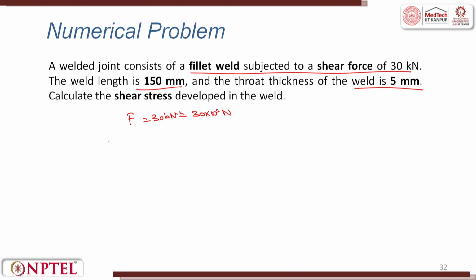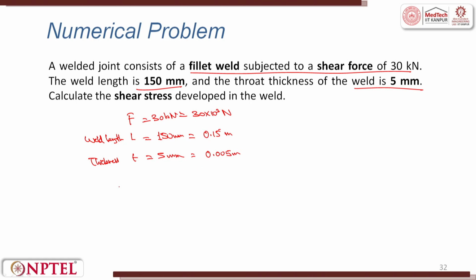Weld length, I will put it as L, is equal to 150 millimeters. I will put this in meters. So, this is equal to 0.15 meters, and the throat thickness is also given here, that is t equal to 5 mm. To put this in meters, this becomes 0.005 meters.